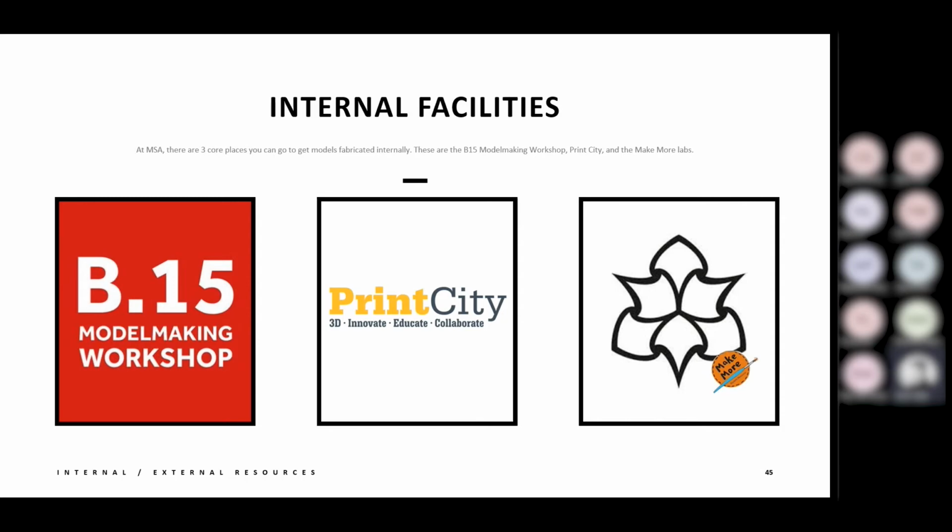So at MSA, there are 3 core places you can go to get models fabricated internally. These are the B15 model making workshop, which is where I am today, in the Humanities building over at UOM. You've also got Print City, which is based over in the Turing building, I believe, just slightly to the west of where the Humanities and Chatham buildings are. And then you've got the Make More labs, located in the Chatham building, on the first floor.